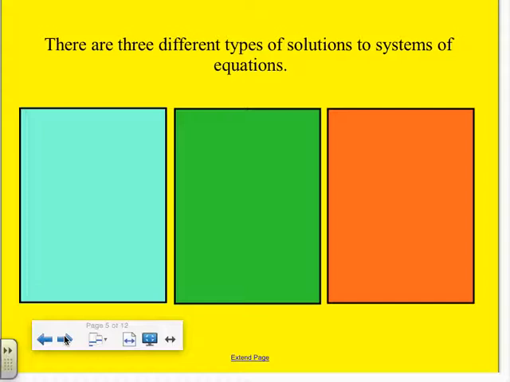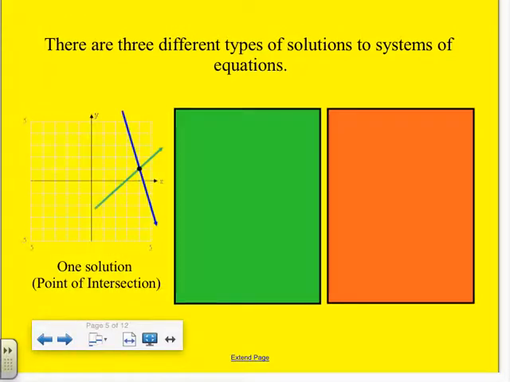Next, there are three different types of solutions. Here we've got one: one solution, point of intersection. These are going to be different slopes. You can see one's positive and one's negative, and they have different y-intercepts. When they have different slopes and different y-intercepts, it's going to be one solution, guaranteed.